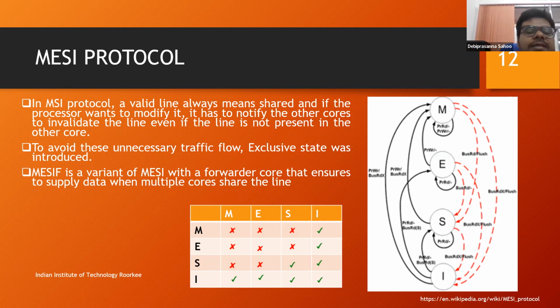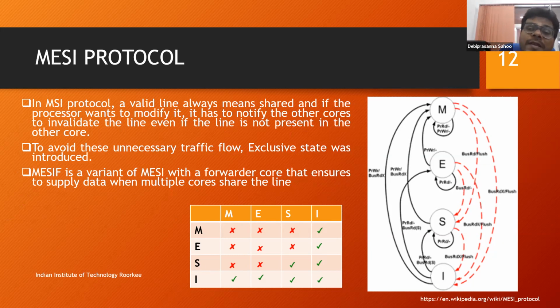So in that case, what the MESIF protocol does is introduce one more state called the F state, or forwarder state. What is a forwarder state? It is otherwise known as another shared state. Remember, forwarder state is again a shared state, but with a privilege that whenever there is a get S transaction, the forwarder core is the only core which is going to reply back with the data.